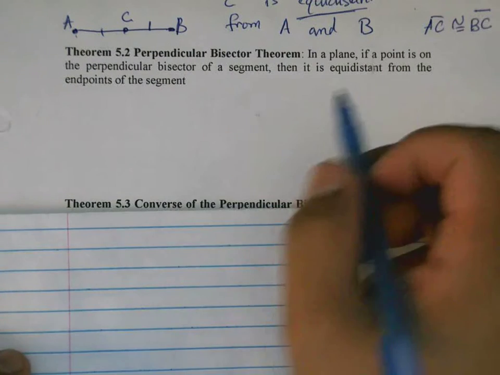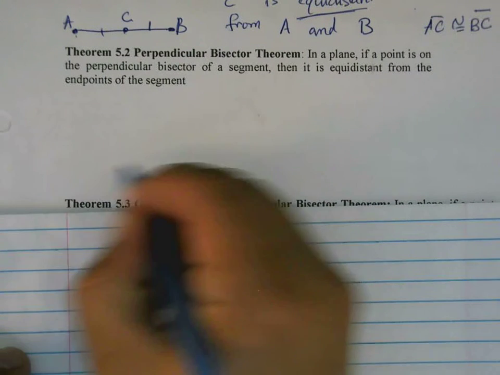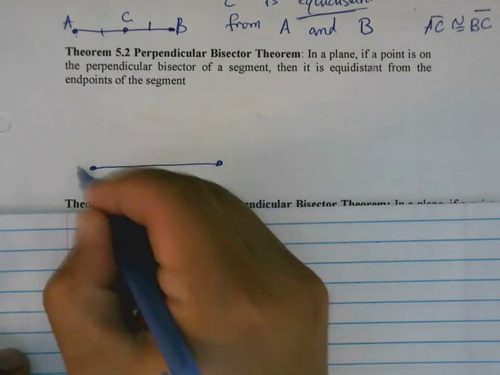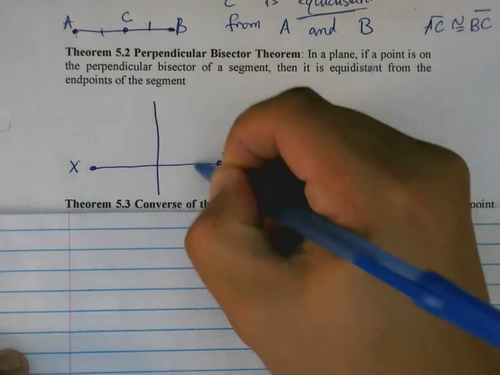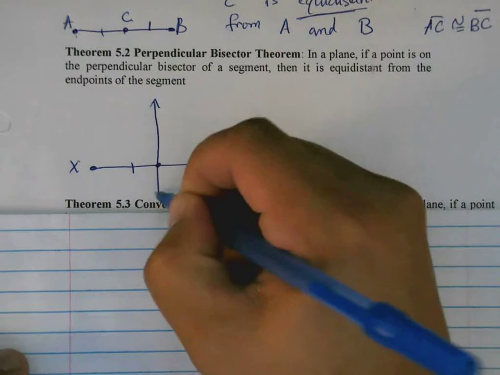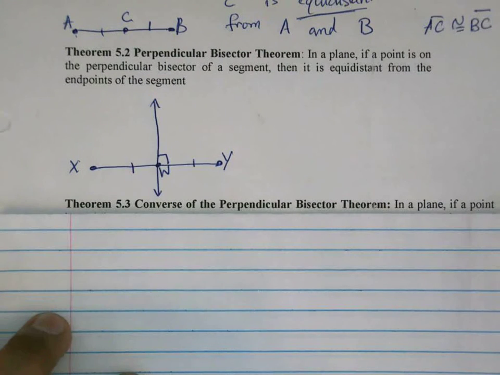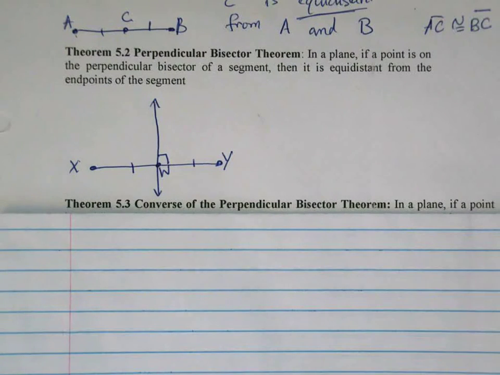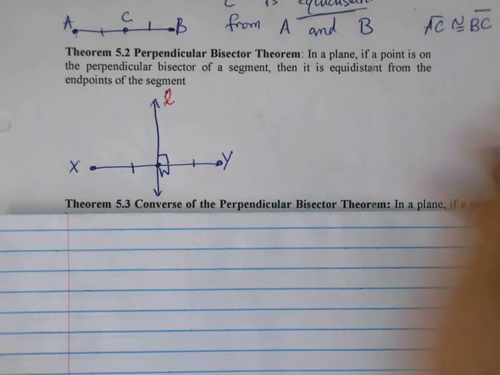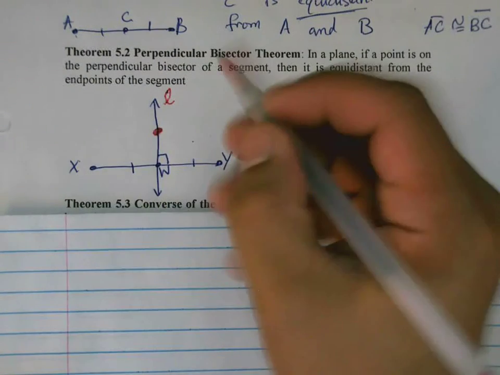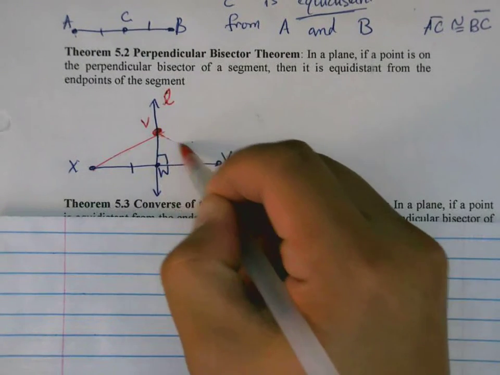If a point is on the perpendicular bisector of a segment, we first need a segment. Just to mix it up, I'm going to use XY. And then there is a perpendicular bisector. Call that W. And this is a 90-degree angle. The theorem basically says that any point that is on this line, line L, say if I have a point here, V, then the distance from V to X must be the same as from V to Y.